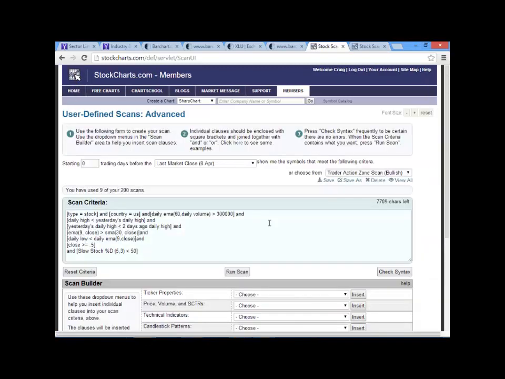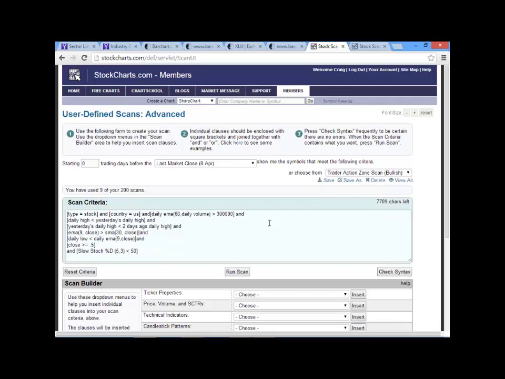So here, if we break it down a little bit, again I'm looking for stocks, only stocks that are within the country of the United States, with a 60-day moving average volume of over 300,000. You can increase that to 500,000, a million, whatever. But that's a great thing about this: you can really pinpoint what you're looking for.